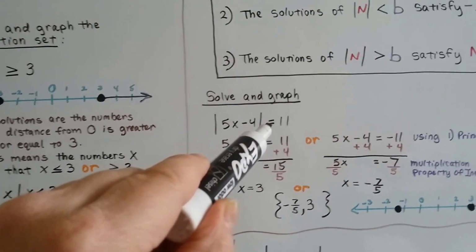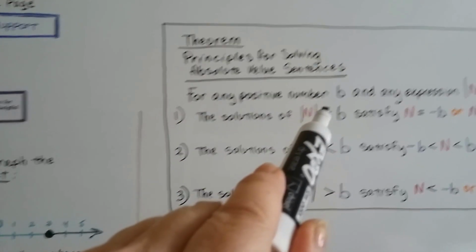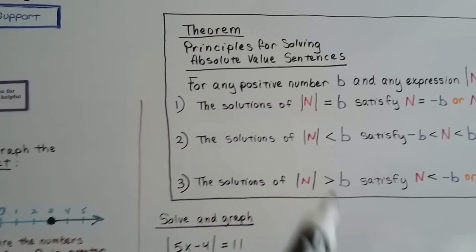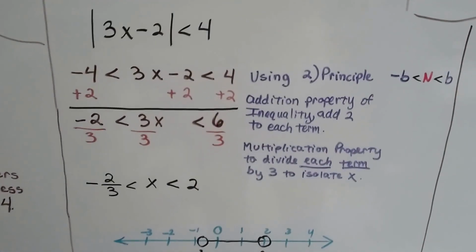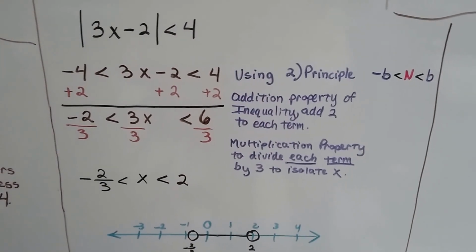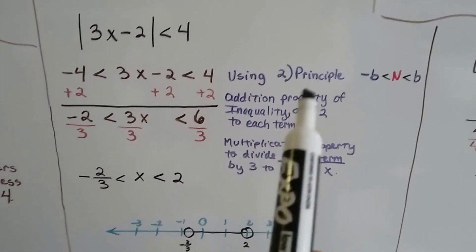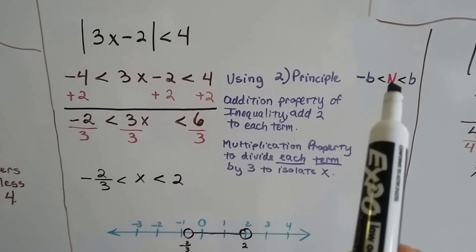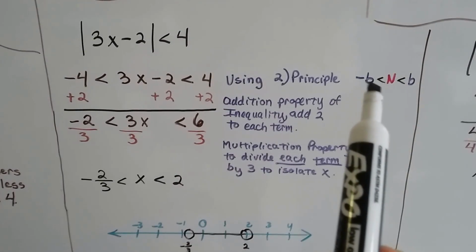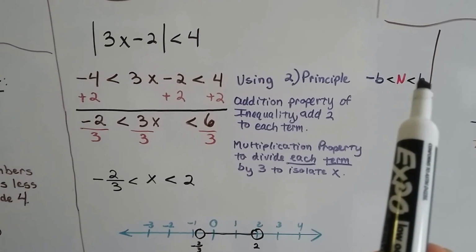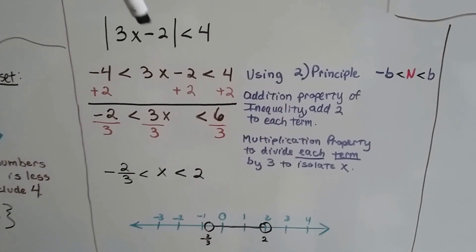Now, we used this one because it had an equal sign. Okay? That's when it equals it. And then we're going to have a less than and then a greater than example. Okay? So here's the less than example. We've got the absolute value of 3x minus 2 is less than 4. So we're going to use that second principle that is going to set our values in the middle, and it's going to be greater than a negative and less than a positive. And that's how we write it.